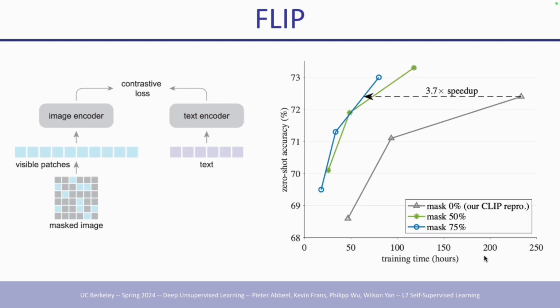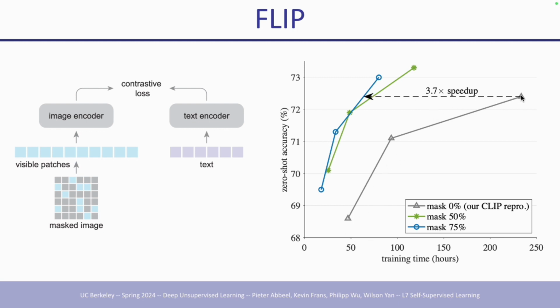This was done after MAE, and his observation there was that with MAE, masking is a very effective strategy in terms of speeding up computation. You only need to do computation on your unmasked patches. So the thought was, can you apply this type of strategy to CLIP training and see if that improves things? You can see the benefit over here.